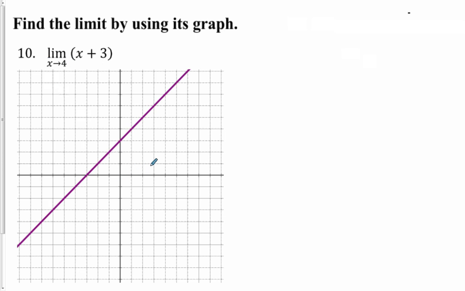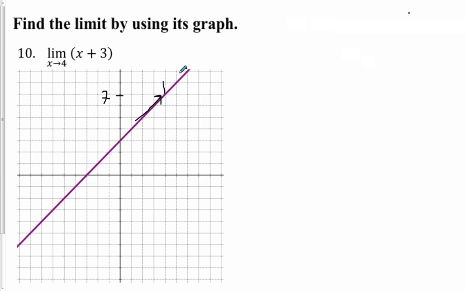So count 1, 2, 3, 4. Here's 4, and we're looking right here, right? From the left side, less than that value, what is the y value that this graph is approaching? So 1, 2, 3, 4, 5, 6, 7. So that is y is 7. And at x is 4, this graph is approaching y is 7 from the left.